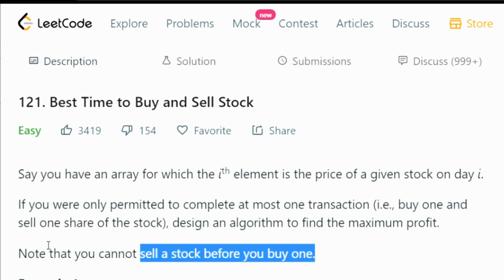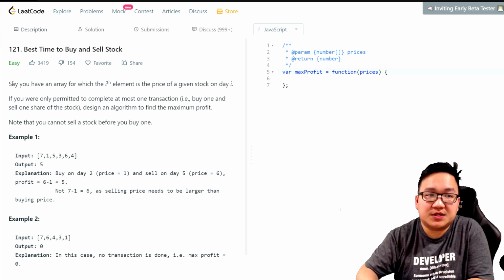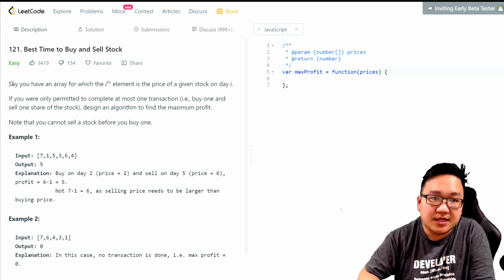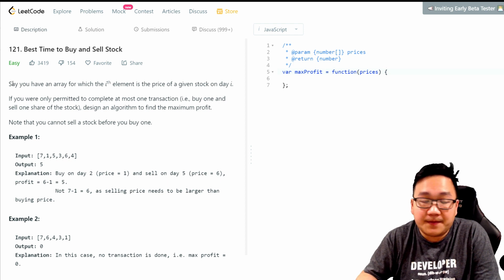So what I mentioned before, any of these questions, if they drop down a note, those are probably really, really important to your algorithm. So let's paraphrase what this is actually asking and what you're actually given. You're given an array of numbers and each of those numbers represents a price for a given day. And the index of that array effectively defines the day.